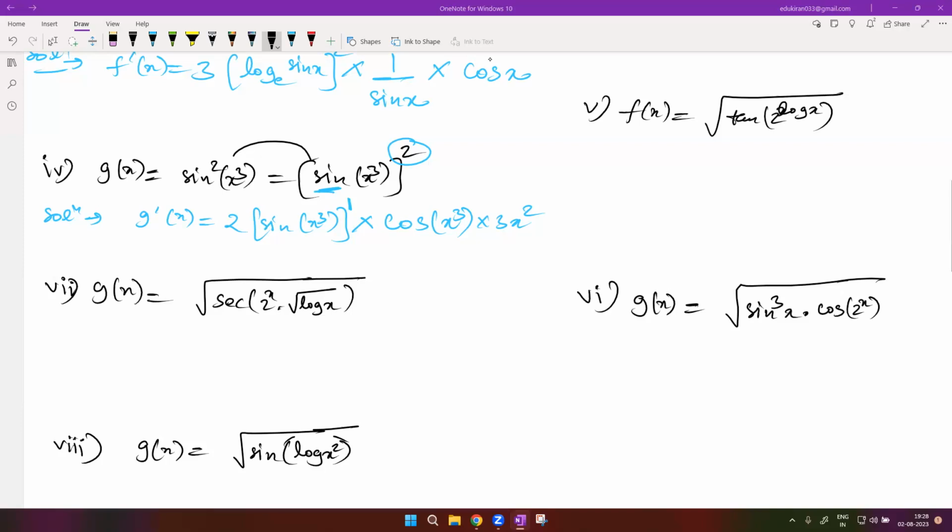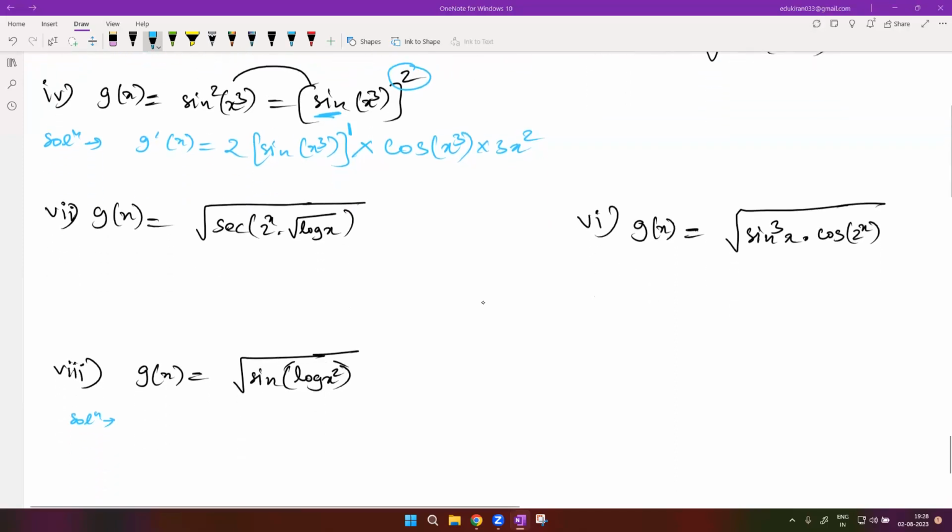Okay, so let's start with question number 8 now. In this case, we got g of x as root over sine log of x square, right? So we can write the expression like this. This root is over the whole expression. So first we will deal with the constant power, right? The power of the whole thing is 1/2. So first we will deal with this constant power. We know the differentiation of root is what?